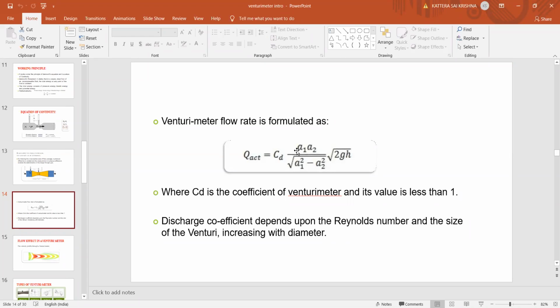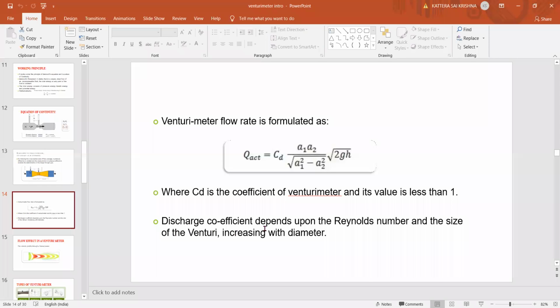Here A1 and A2 denote the areas at the 2 different sections: section 1 as A1, section 2 as A2. And H denotes the manometric reading in terms of water head. How much water height we are collecting, that is the H value here. Right. So what I said, CD is the coefficient of discharge for the venturimeter, and its value is always less than 1.